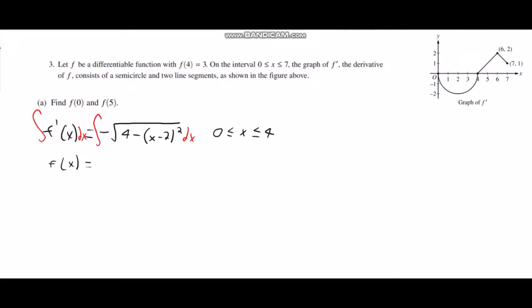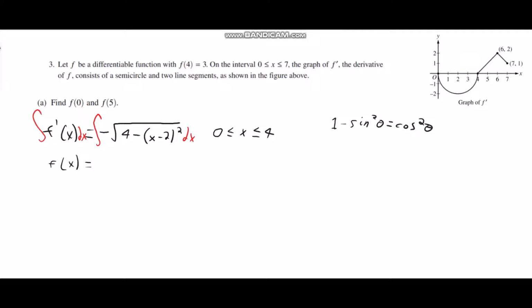Now, to do this integral, it's actually kind of difficult. We have to use trig substitution. Let me just explain the concept of that a little bit. By the way, when we find f of 5, it's going to be much easier. For the trig substitution, we will use an identity. We know that 1 minus sine squared theta equals cosine squared theta. This is the Pythagorean identity, just moving the terms around a little bit.